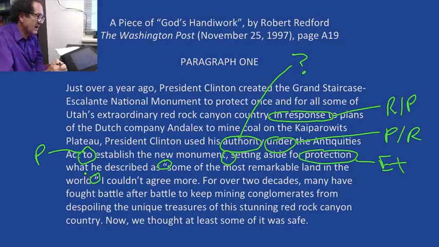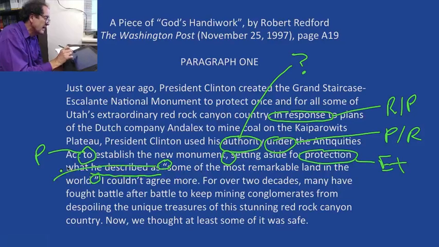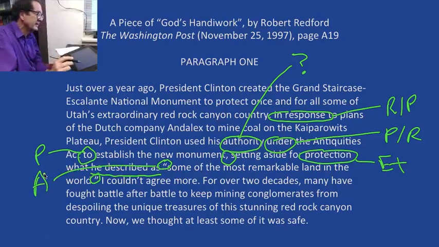What he described as some of the most remarkable land in the world. Why is Robert Redford quoting President Clinton and saying how Clinton described this land? Because if you're trying to convince Clinton, and trying to convince the general public, there's nothing better than quoting Clinton himself. I mean, after all, Clinton can't say, I'm not an authority, right? So those quotation marks and saying that he described it, that all amounts to assuring. He's assuring Clinton that that has to be true because, after all, you said it yourself.